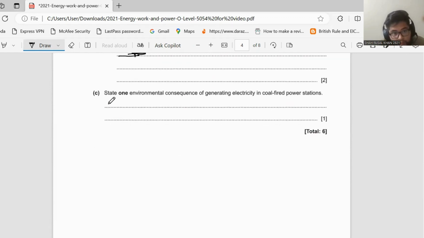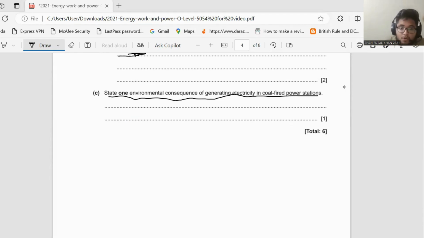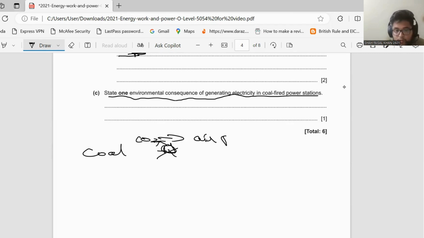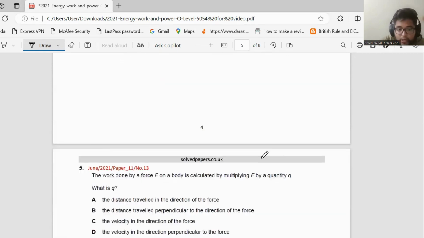Okay, so here's another question. State one environmental consequence of generating electricity in a coal fired power station. So for the answer, if we observe coal, when it is burned, it produces smoke, right? And that smoke contains CO2, right? So this CO2 makes air pollution. So the answer will be air pollution.